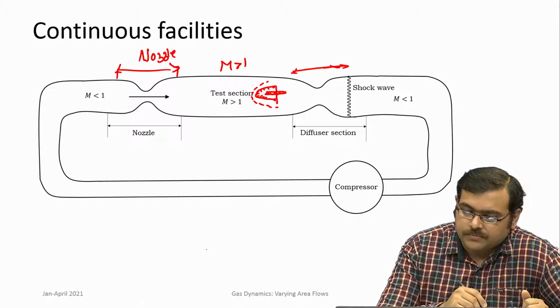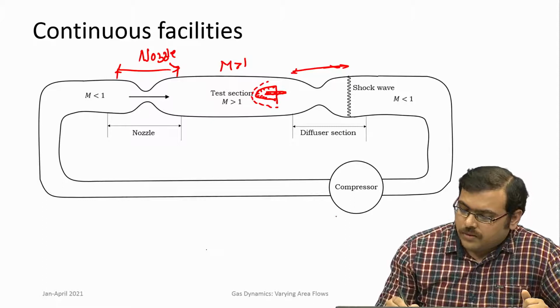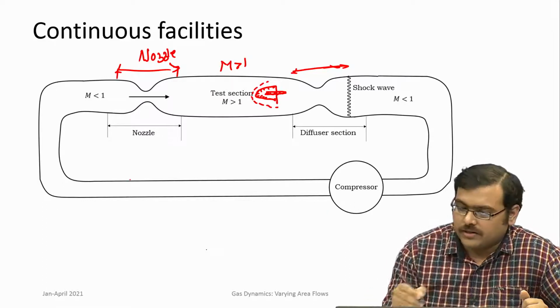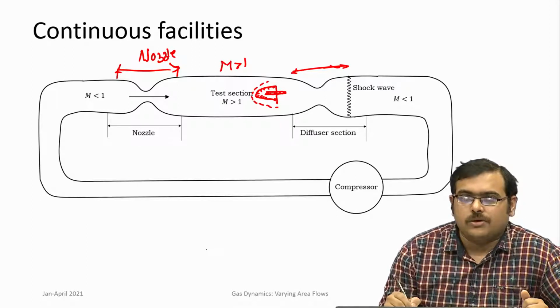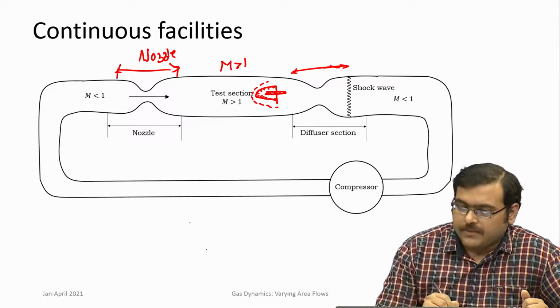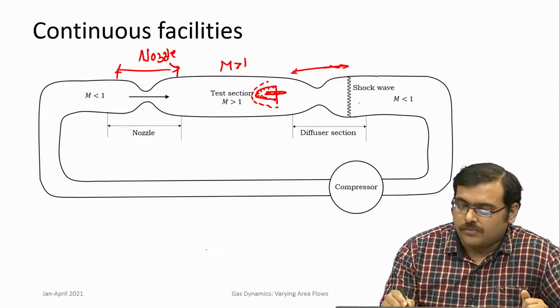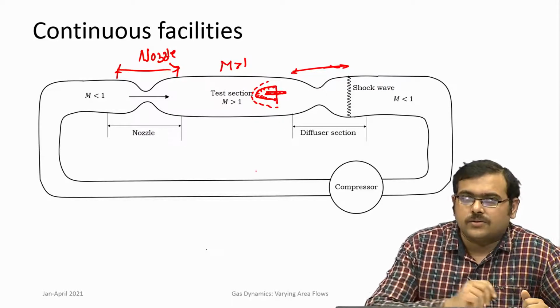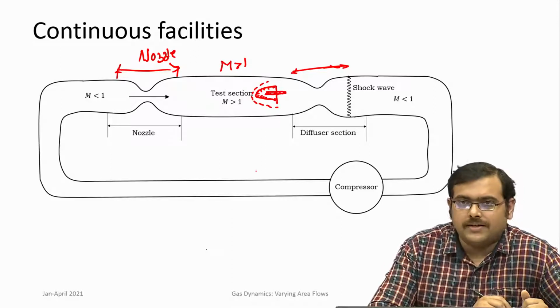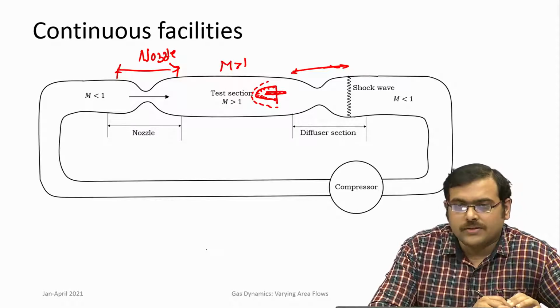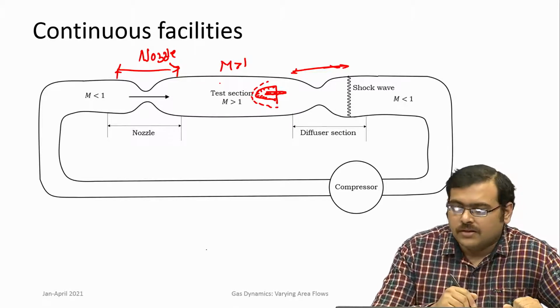So, to provide the pressure ratio in a continuous facility like what is shown here, you will have a compressor which operates continuously. This is a bare bone schematic. It is like a skeletal structure. There are a lot more intricacies to these wind tunnels, but the essential features are a nozzle, a diffuser and the test section. Okay.